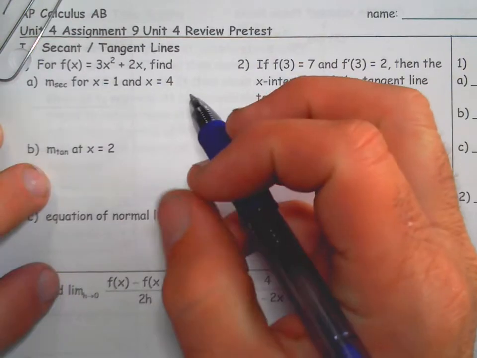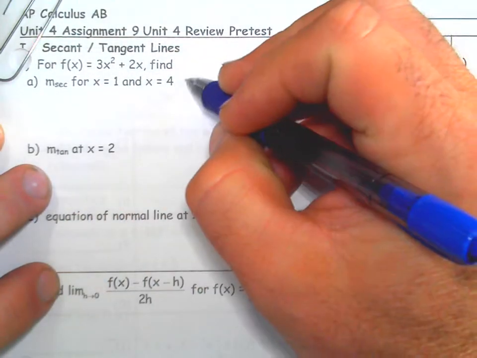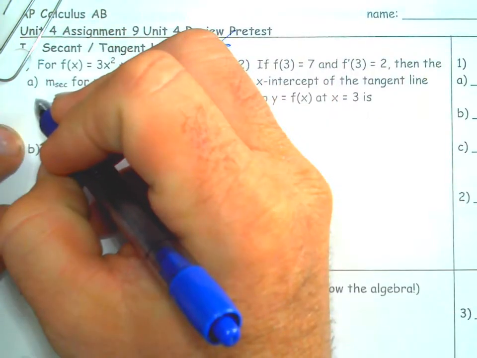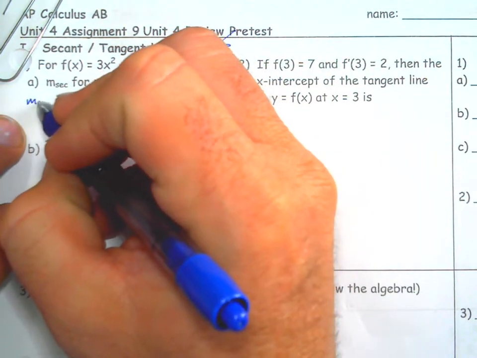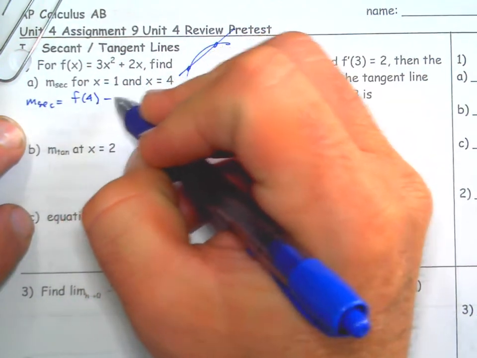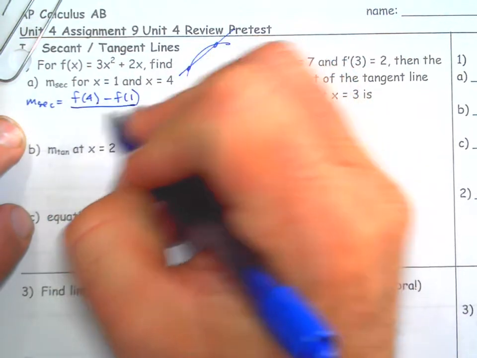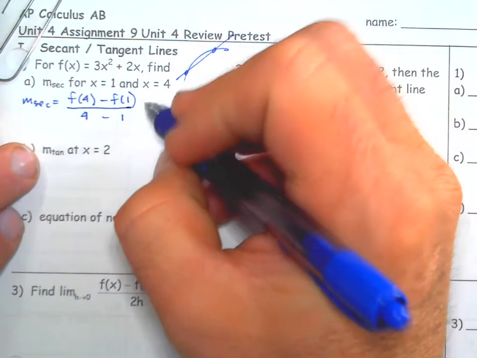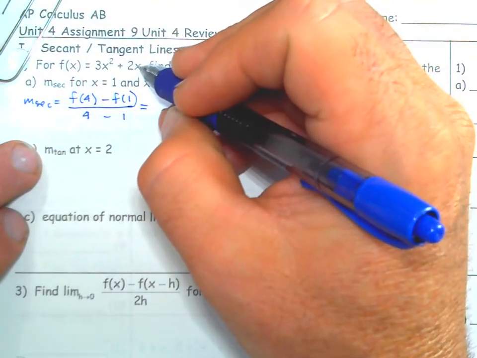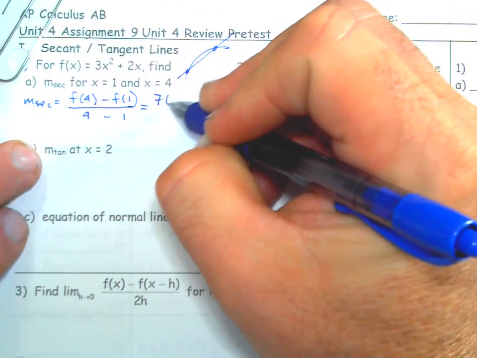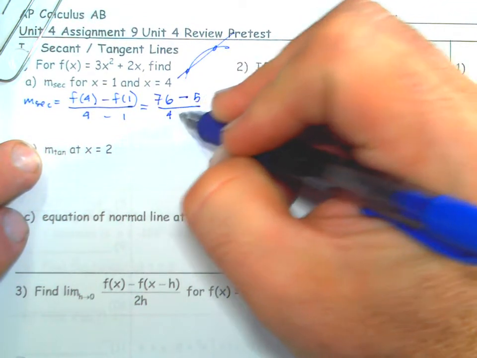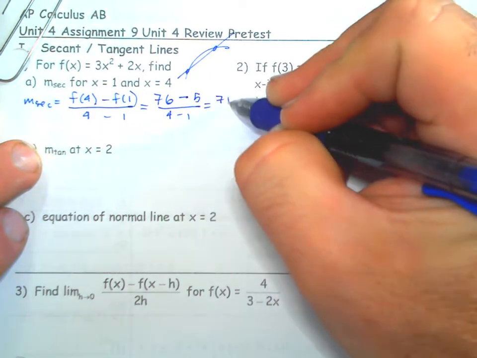Okay, so slope of a secant line is like a line connecting 2 points on a curve. It's like an estimate for a tangent. So slope of the secant line is going to be the y value of 4 minus y value of 1 over the change in the x value, 4 minus 1. It's rise over run. So we plug 4 in here, you get 16 times 4 is 64, plus 8, 72. Minus you plug 1 in, you get 5 over 4 minus 1, 71 over 3.